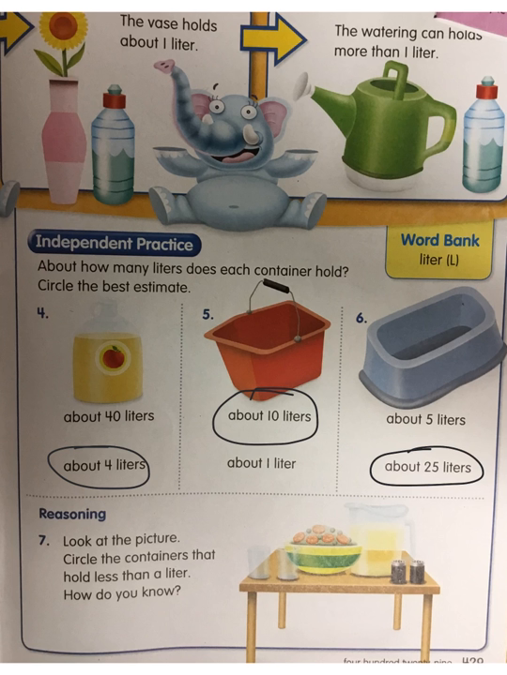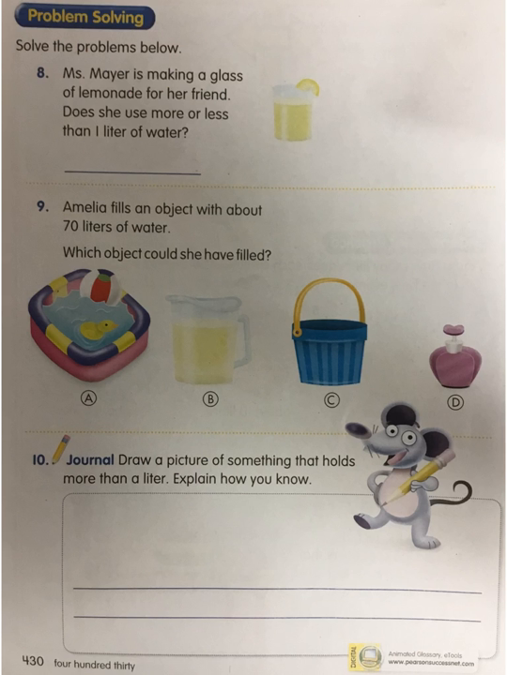Number 7, look at the picture. Circle the containers that hold less than a liter. How do you know? Do that one on your own. Less than a liter. You're going to circle them and tell me how you know. Go to the back.